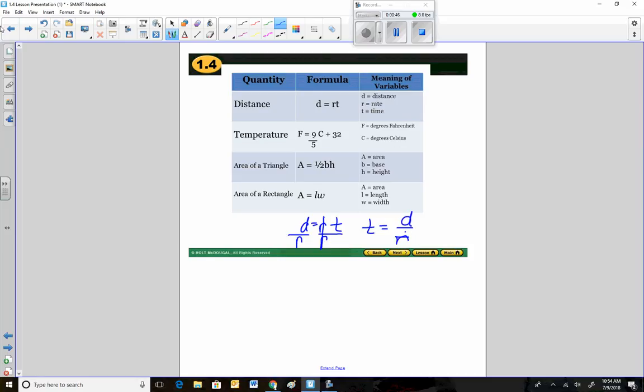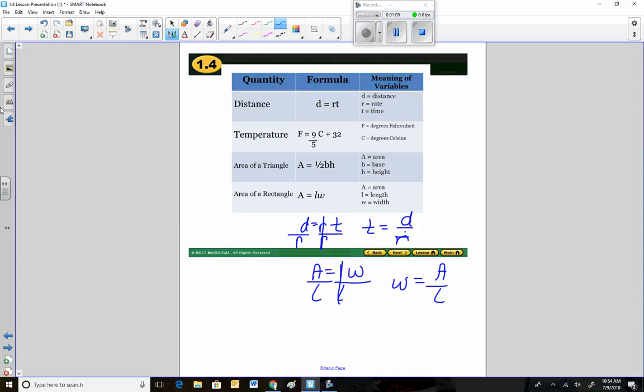We also could do that for example, a equals lw. Let's say we wanted the width. How would we solve it? Well, it says L times W, length times width. Undo multiplication through division, so you divide by the L, so these will cancel. And you would get W equals A divided by L.